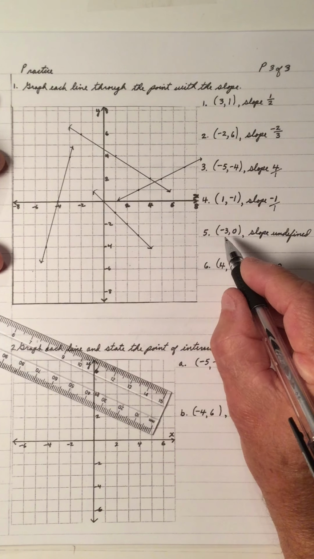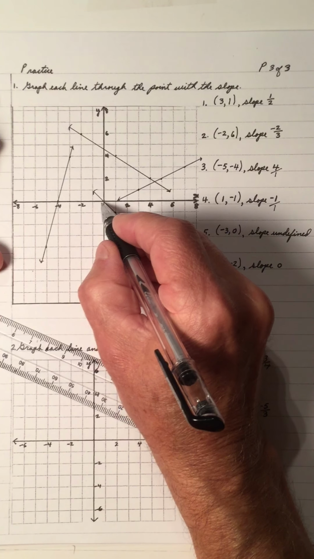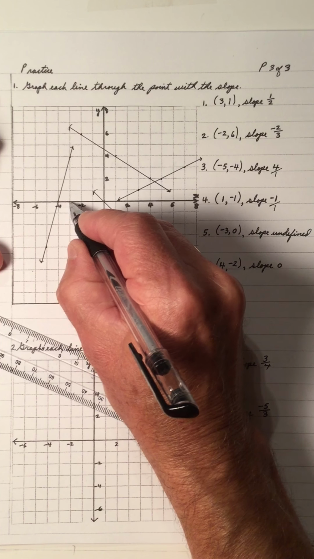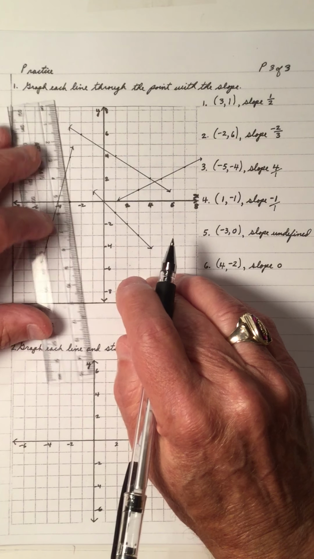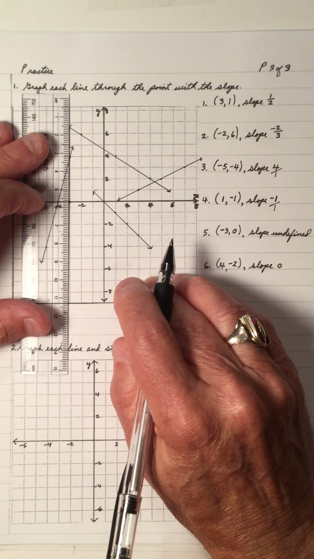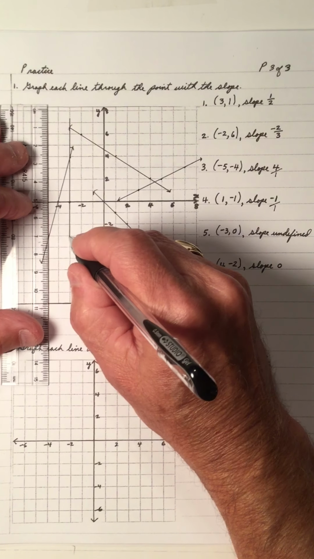And we have the point -3, 0, and an undefined slope. So -3 is on the x, 0 is the y, there's the point. And an undefined slope means you have a vertical line through that point. So a vertical line is straight up and down. There it is.